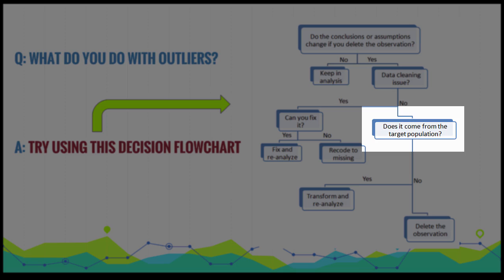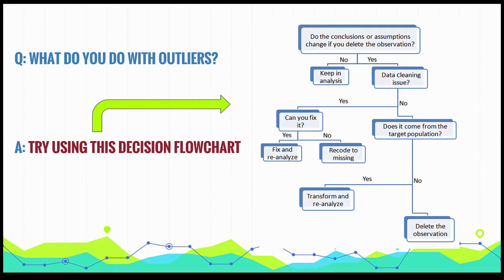Sometimes that's easy to figure out. So if your population of interest is adults aged 18 to 65, and your observation's age is 78, then you know that they are not part of your target population, and you can exclude that observation from your sample. If you can't rule out that the observation is from a population other than your target population, then it's not so easy to just get rid of it.